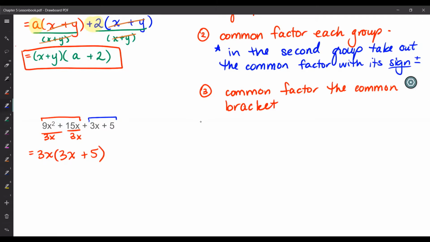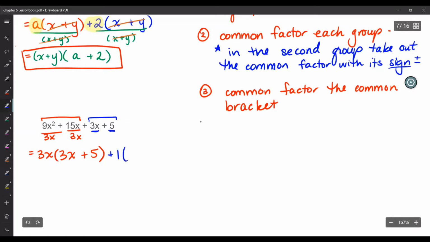And second group here, 3x and 5. Now, typically, we would not take out a 1 as a common factor. But when we're factoring by grouping, this is the one little exception. And that is that if you don't have a common factor, for instance, 3x and 5 don't share anything in common that we can divide out of each of these, you're actually going to take out a 1 and we're going to take it out with its sign. So I'm going to take out a positive 1 here.